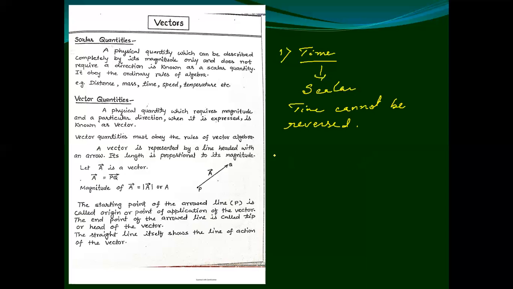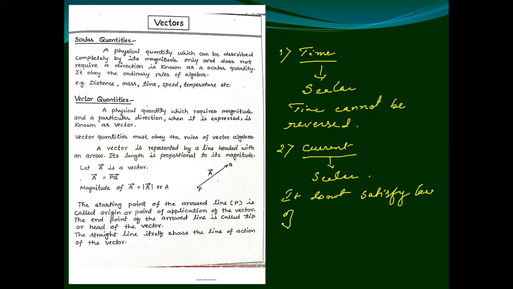The next is electric current. You will say, sir, just wait. Electric current has a magnitude, say 5 ampere current is flowing. It also has a direction. It is directed from the high potential to low potential. And it can also be reversed. Yes, if you reverse the terminal of the battery, the direction of the current will be reversed. I do agree with you. But still I call it a scalar, because it does not satisfy the law of vector addition.